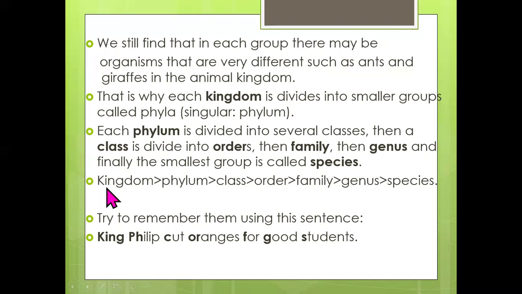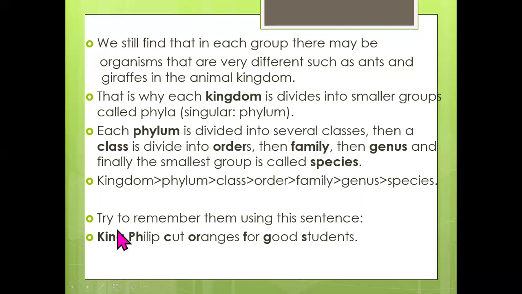Now the largest group, with the highest population of organisms, is the kingdom, which is further subdivided into different phyla, phyla subdivided into classes, subdivided into orders, subdivided into families, subdivided into genera, and we have species. Species is the smallest unit of classification. So kingdom is greater than phylum, phylum is greater than class, class is greater than order, order is greater than family, family is greater than genus, and genus is greater than species. So species is the smallest unit of classification, while kingdom is the largest unit of classification.